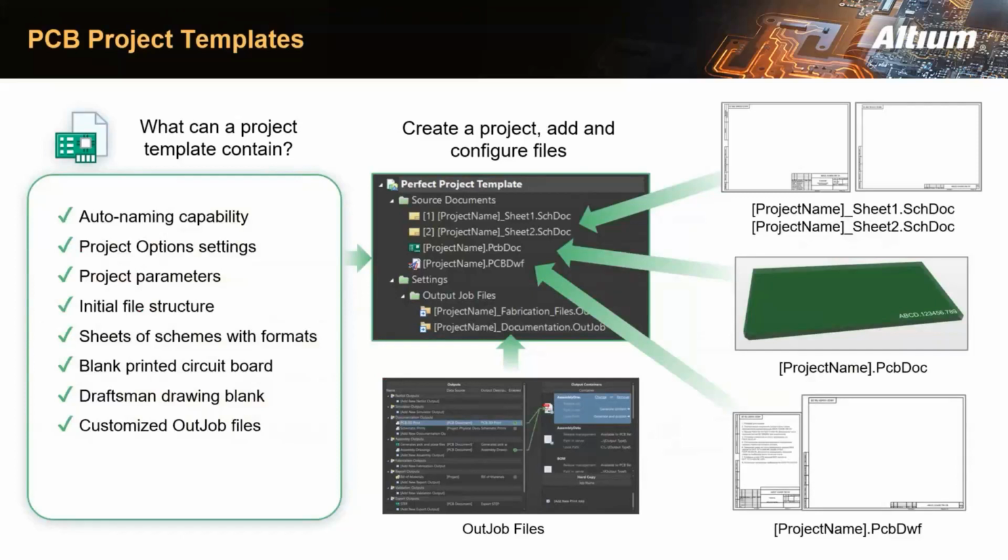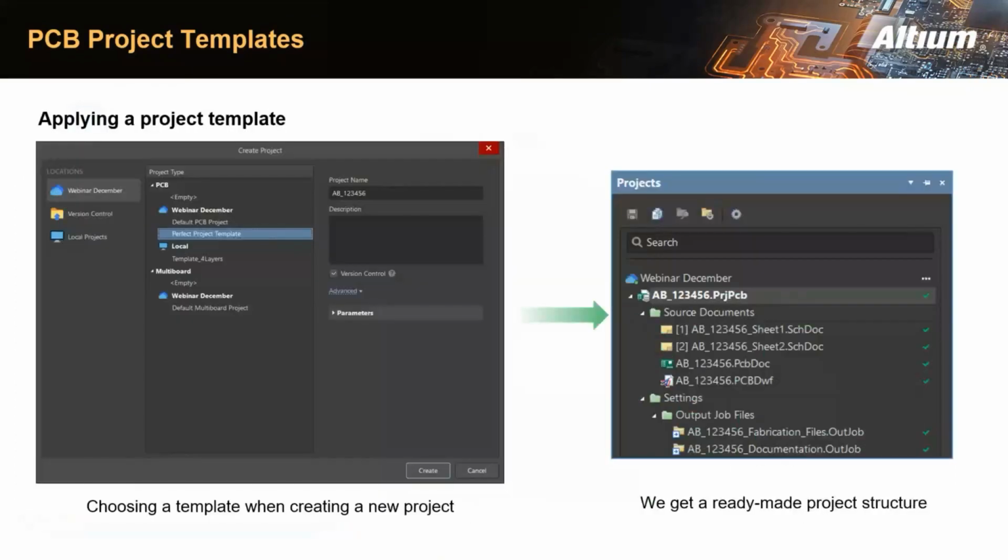And when working with Altium 365, which is a part of the subscription, problems with backups, versioning, production access to files, and much more will be solved. It is quite easy to apply a project template. You just need to select it when creating a new project.